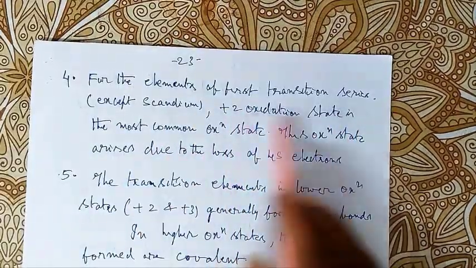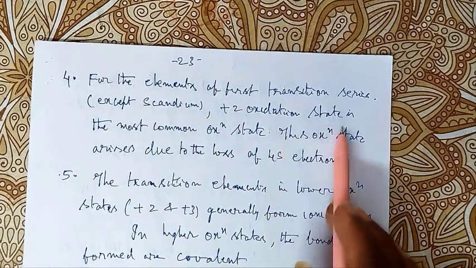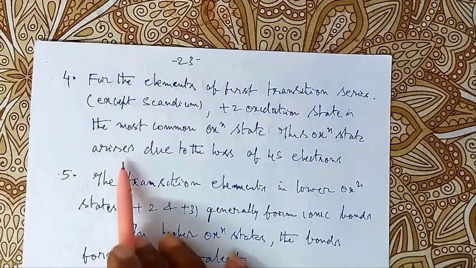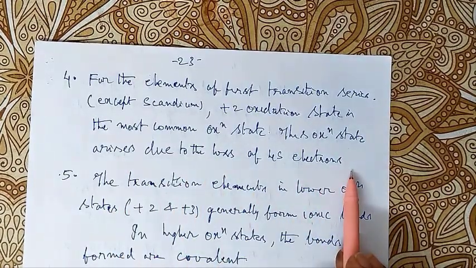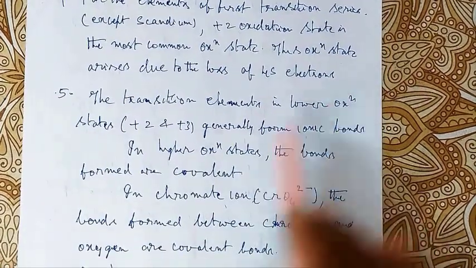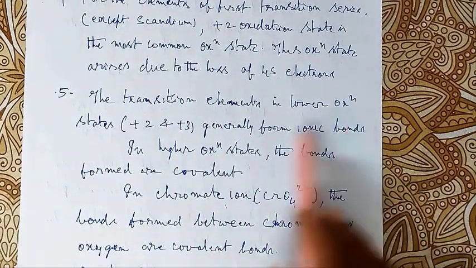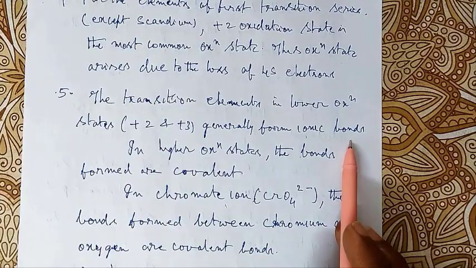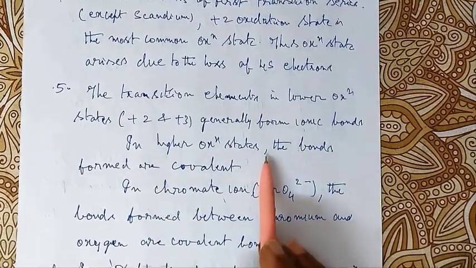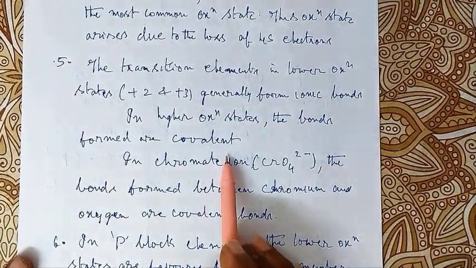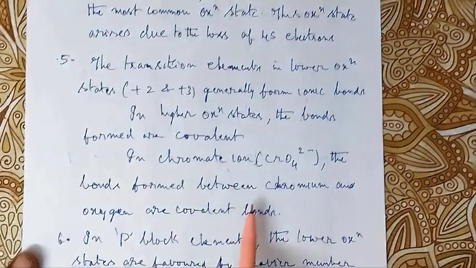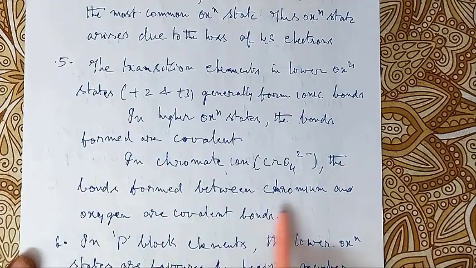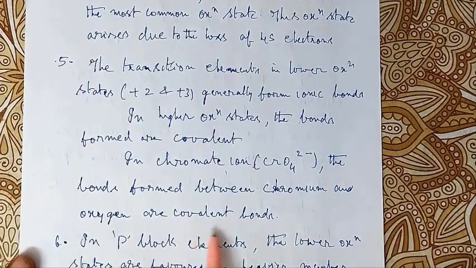For the first transition elements except scandium, the +2 oxidation state is the most common oxidation state. This oxidation state arises due to the loss of 4s electrons. The transition elements in lower oxidation states, that is +2 and +3, generally form ionic bonds, whereas in higher oxidation states the bonds formed are essentially covalent. In the chromate ion, that is CrO4 2-, the bonds formed between chromium and oxygen are covalent bonds.